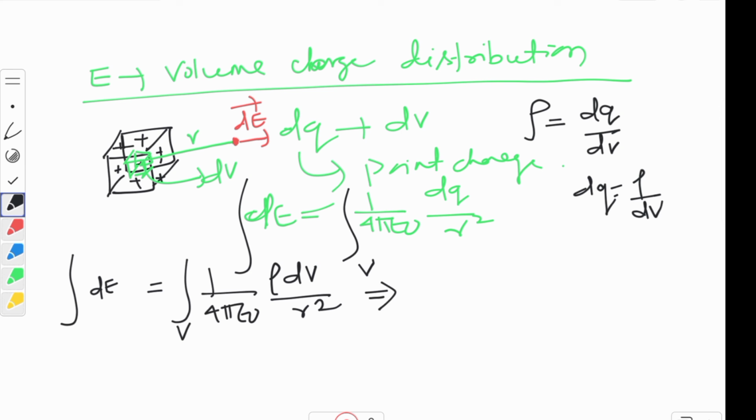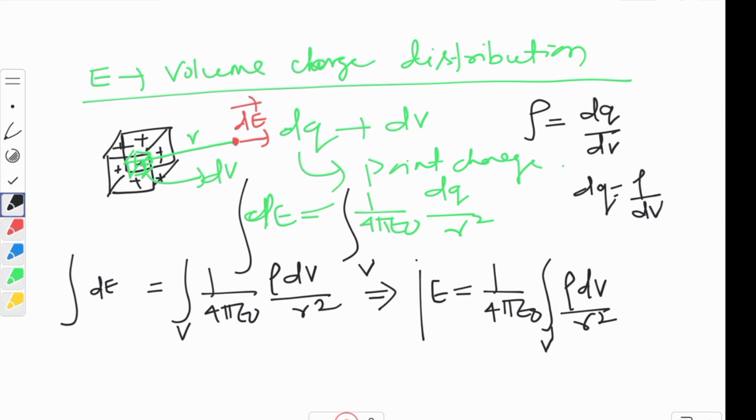We'll write the integration of dE as E. So E is equal to, we'll take out this 1 by 4 pi epsilon naught, that is your constant, out of the integration, now over V, rho dV by r square, children. Is it clear children? So this is your electric field intensity due to volume charge distribution.